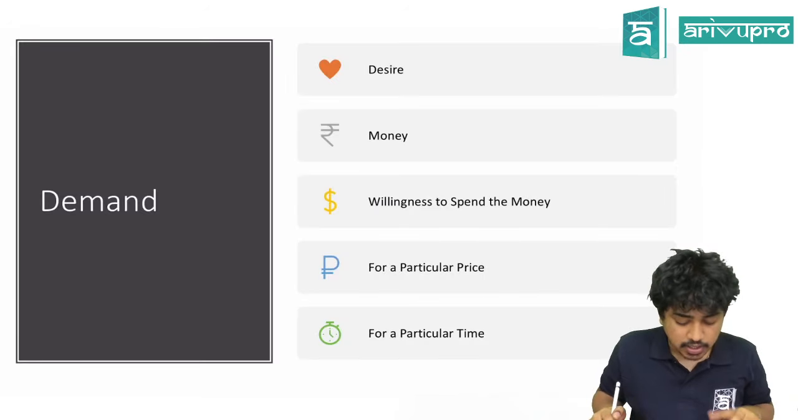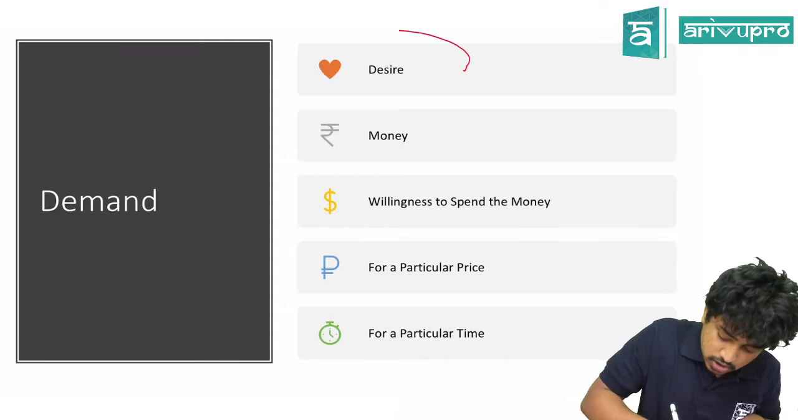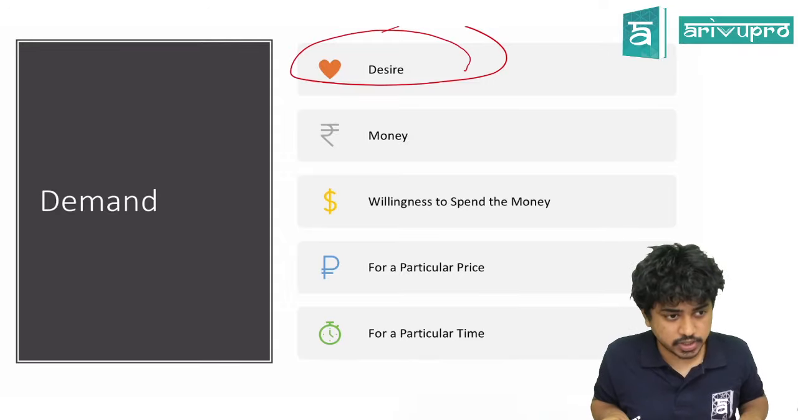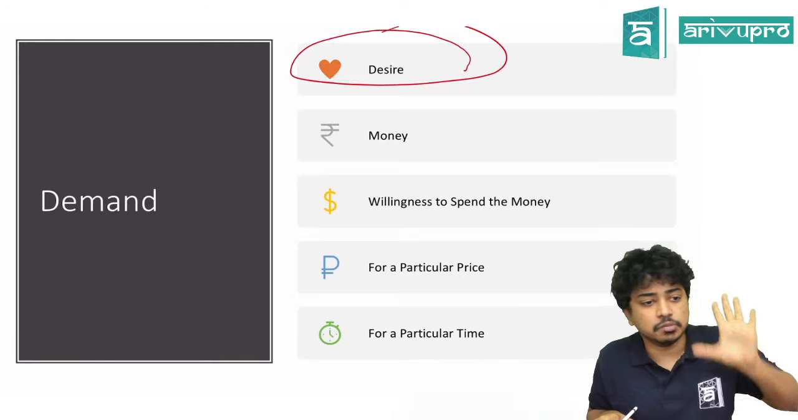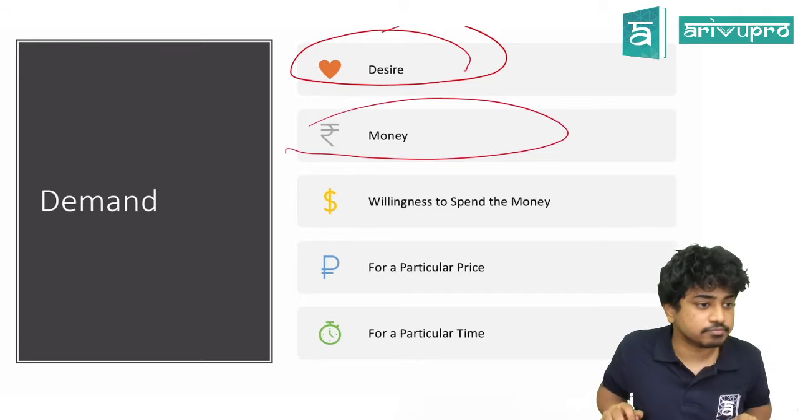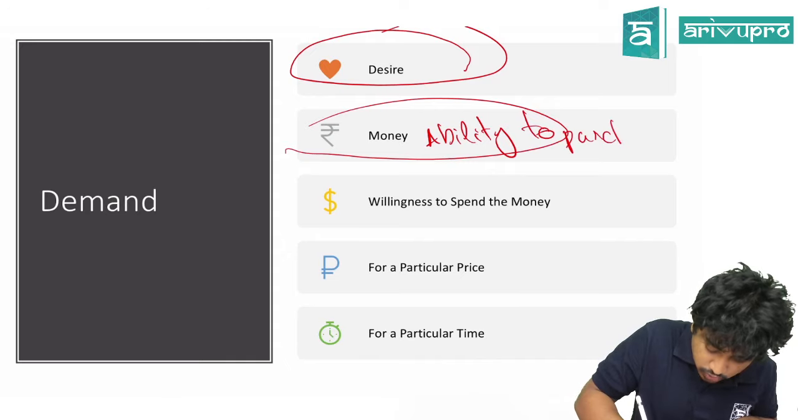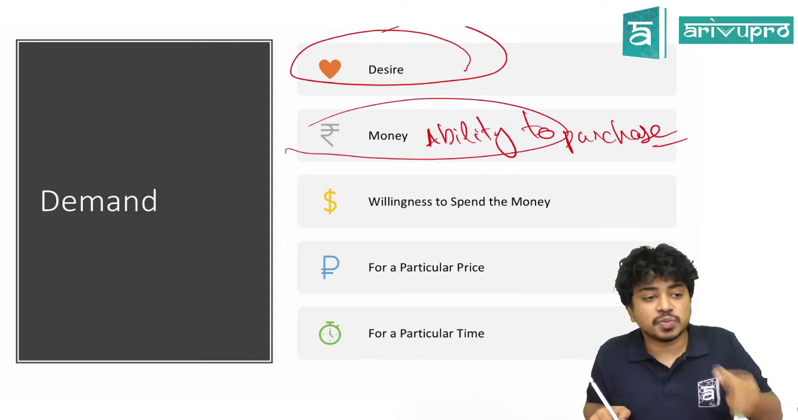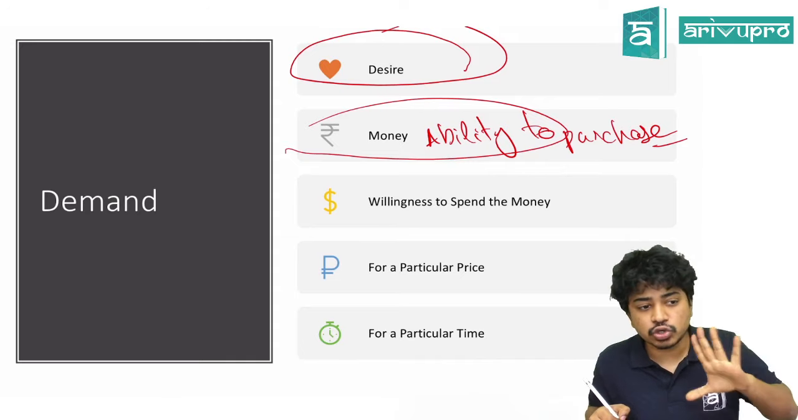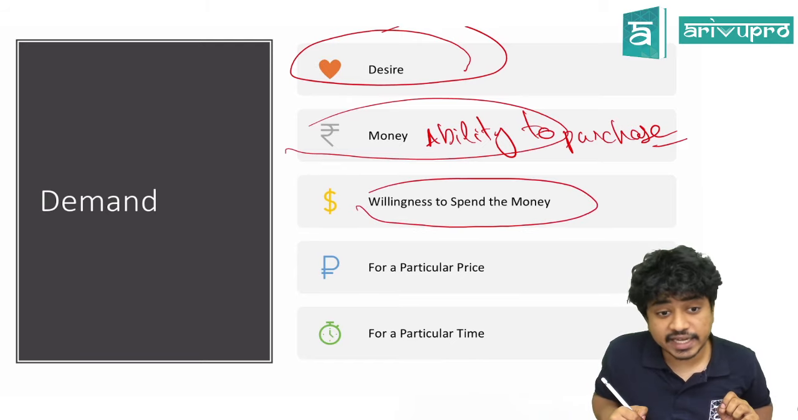There are certain conditions to be fulfilled for demand. The first condition is desire. I should have a desire for the product. That's the first condition to qualify as demand. The second condition is money or ability to purchase, or means to purchase, the means through which they are going to buy. The third condition is willingness to spend money.